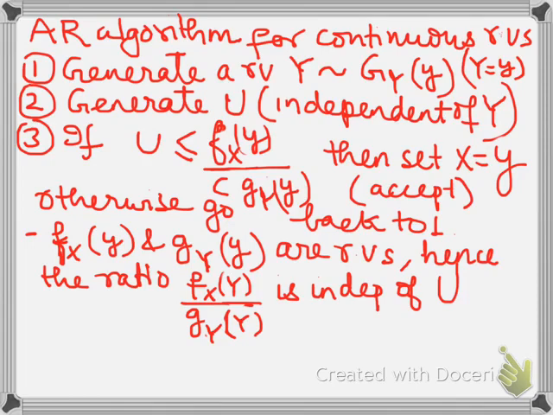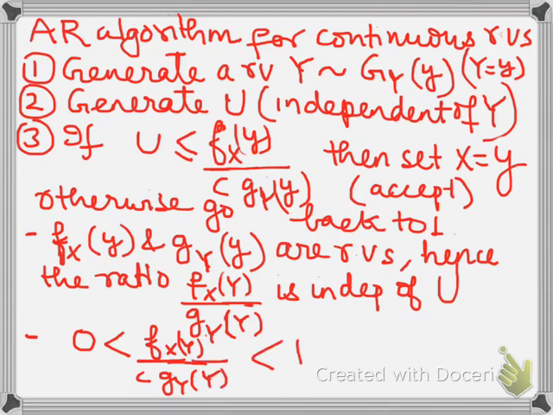Also, this ratio is bounded between 0 and 1. So this ratio f(Y) over c times g(Y) is always bounded between 0 and 1. Sorry. So let's turn to the next slide.